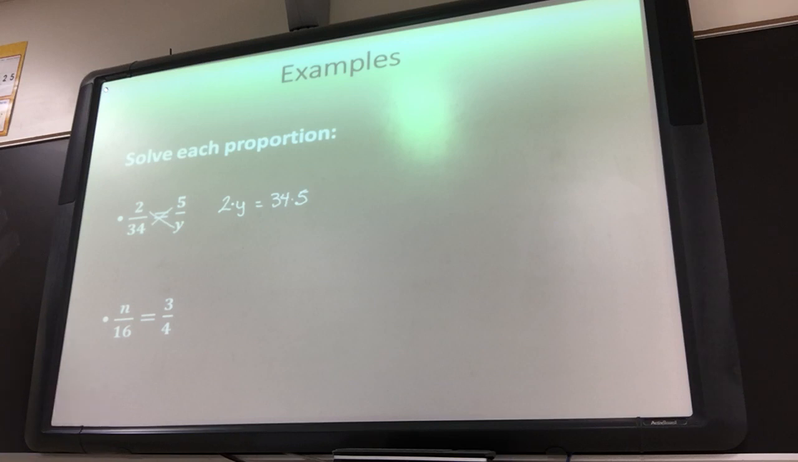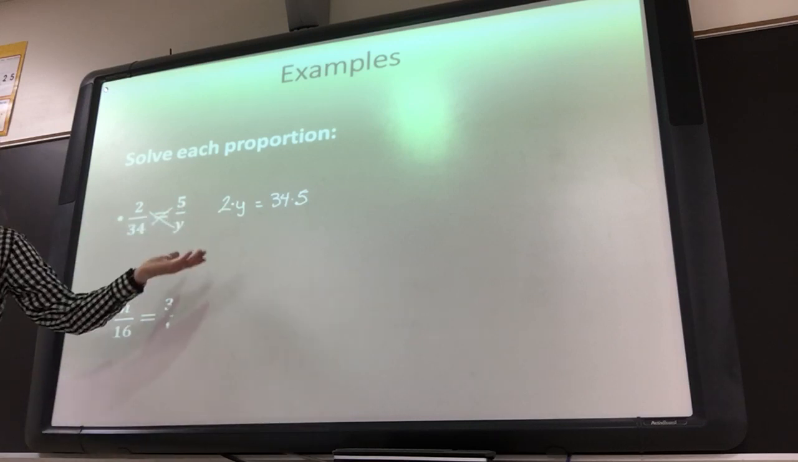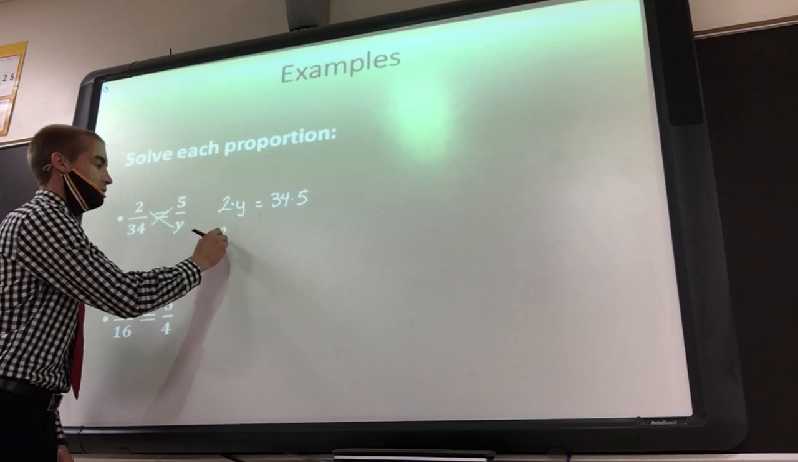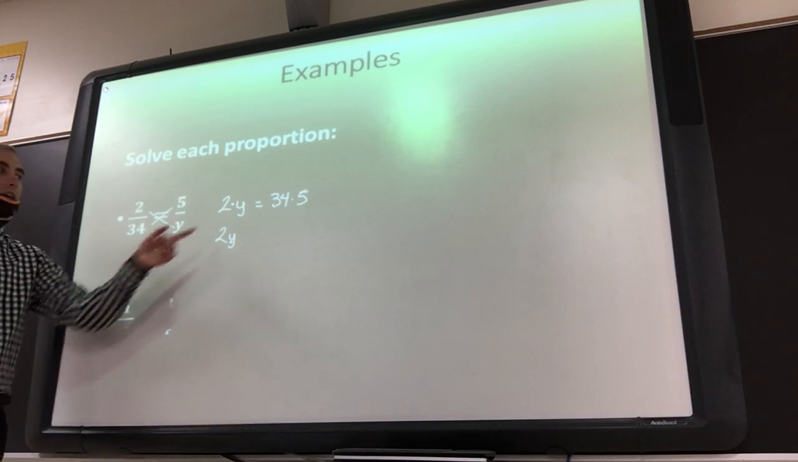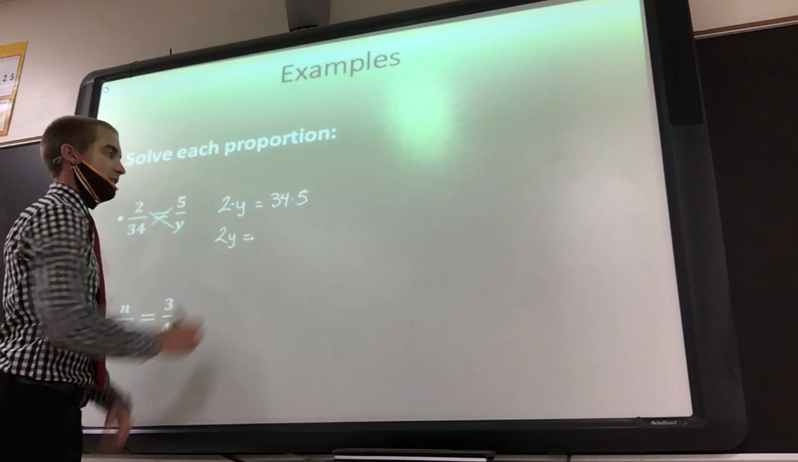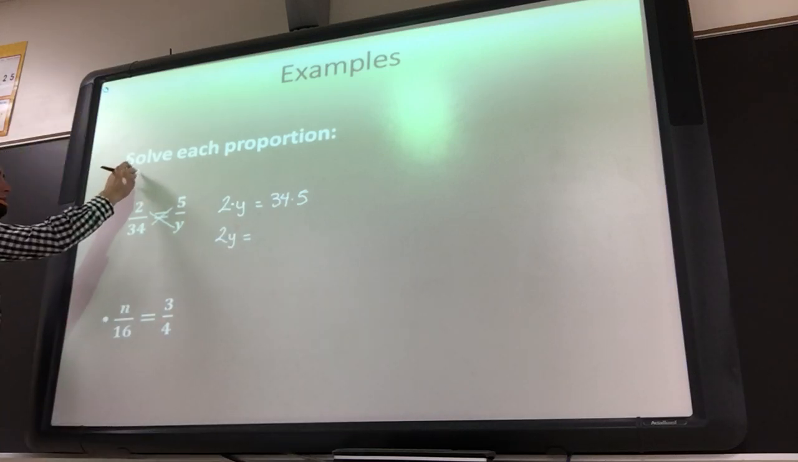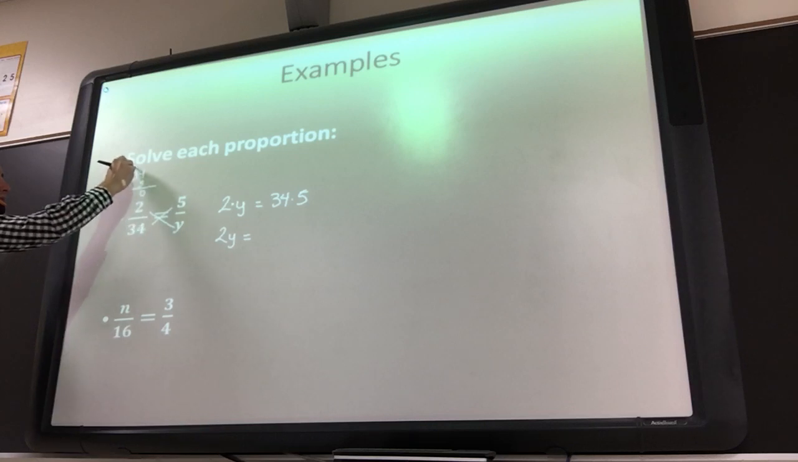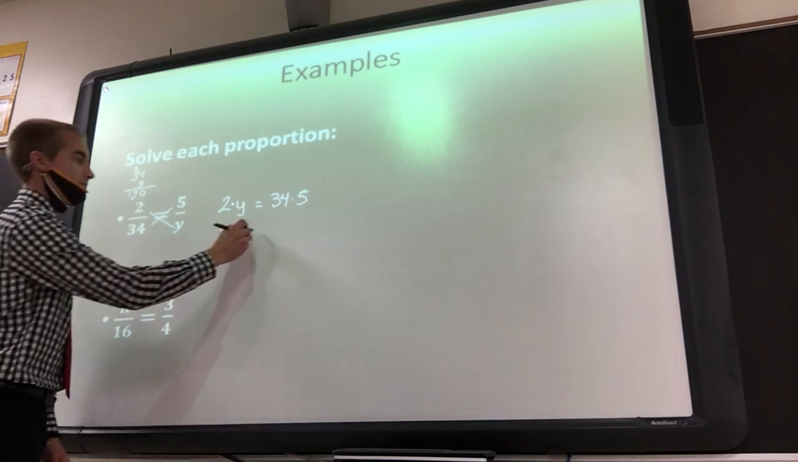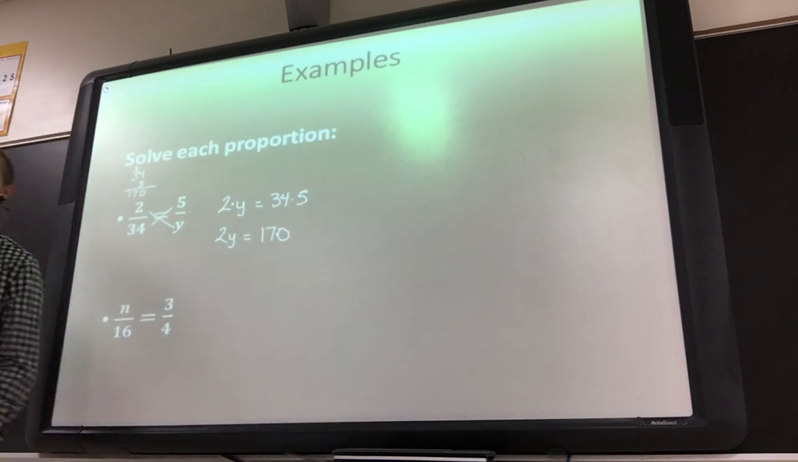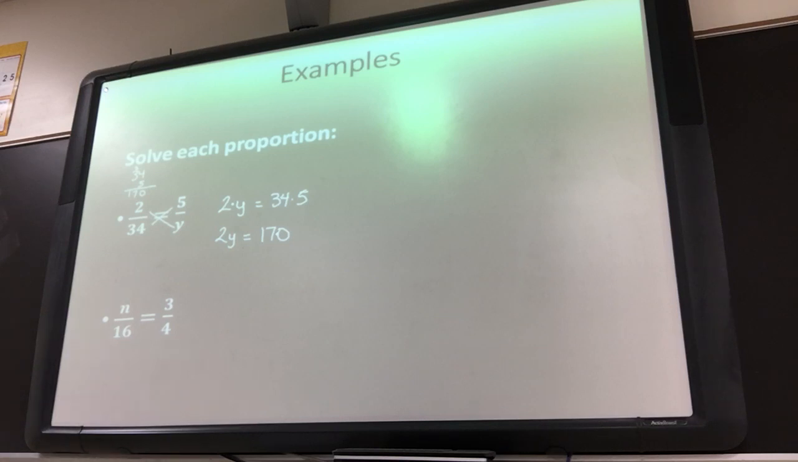I'm just going to write it. 2 times y equals 34 times 5, because we said the cross products of any proportion are the same. They're equal. 2 times y, I can't really do anything else with that, but I can write it. A lot of times we'll write it as 2y. Because remember, if there's nothing in between 2 and y, we assume it's multiplication. And then go ahead and multiply out 34 times 5. And we get 170. So now we have 2y equals 170.